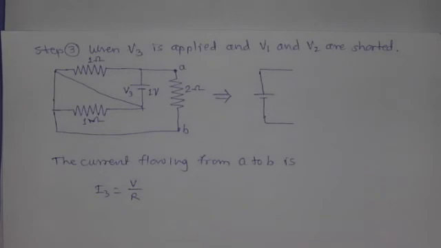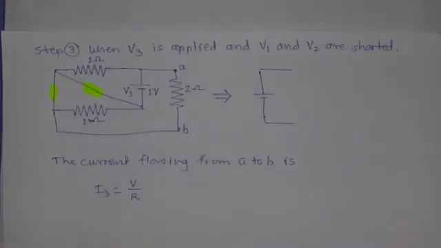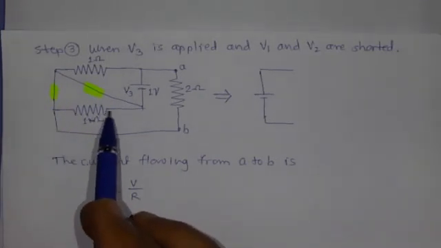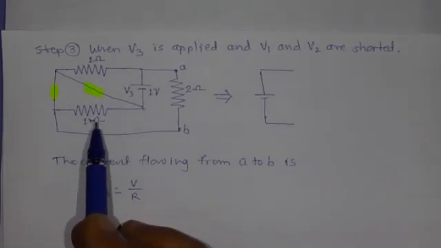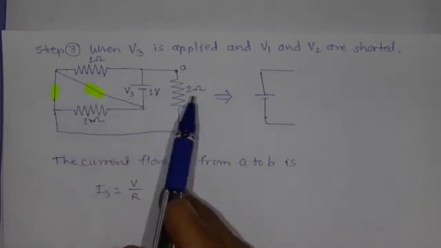Now as these two sources are shorted, what happens? Here it is a short terminal, and here it is a short terminal. The short appears across this 1 ohm resistor, and therefore this 1 ohm resistor is cancelled. Only this 1 ohm resistor remains, along with the other 2 ohm resistor.